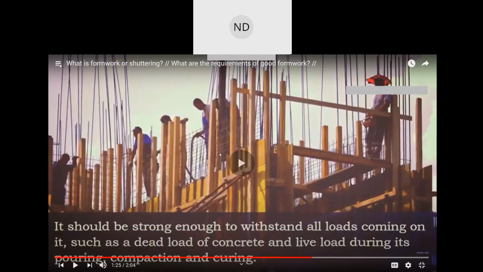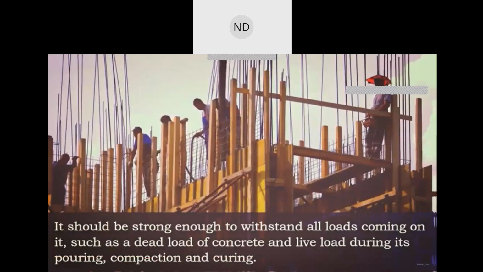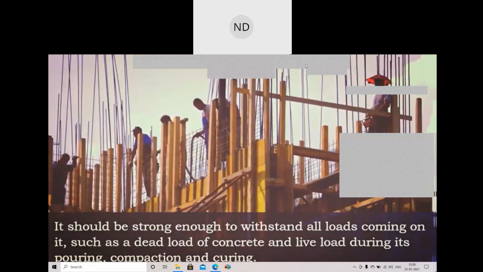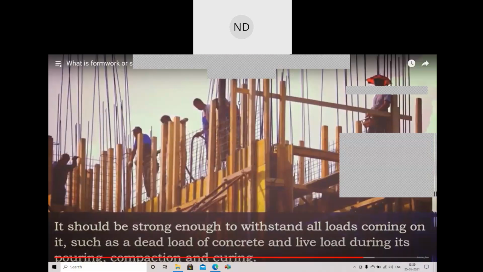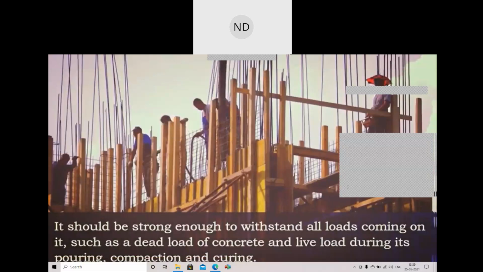Action and curing. It should be strong enough so that deflection is minimum or low. It should be as light as possible. The surface of the formwork should be smooth, and it should provide easy stripping. All joints of the formwork should be strong, so that lateral deformation under loads is minimum. These joints should be leak-proof. These are the requirements of good formwork.